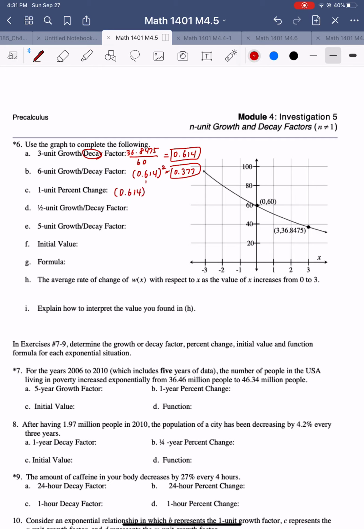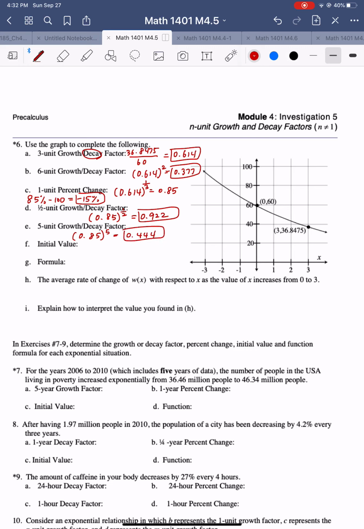So 1 unit is a 1/3 of the 3 units, right? So I got 0.85. And then percent change means 85 is 85%, subtract 100, which means a negative 15% change, okay? So a decrease of 15%. So the half unit growth factor, use 0.85, and then it's going to be half power, which is going to be 0.922, okay? And the 5 unit growth factor, use the 1 unit growth factor, 0.85 to the 5th power, and then I got 0.444.